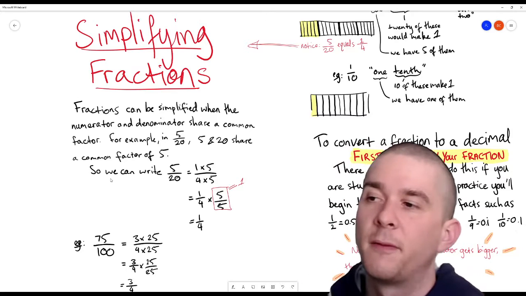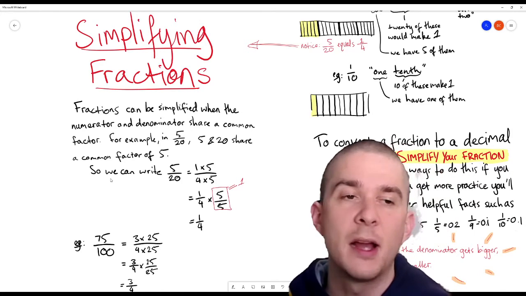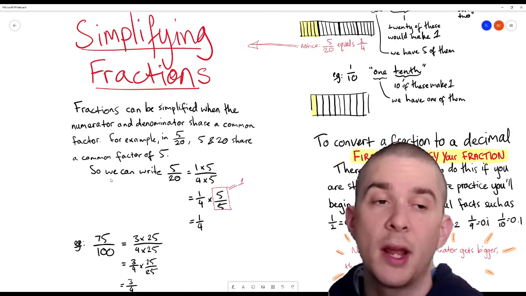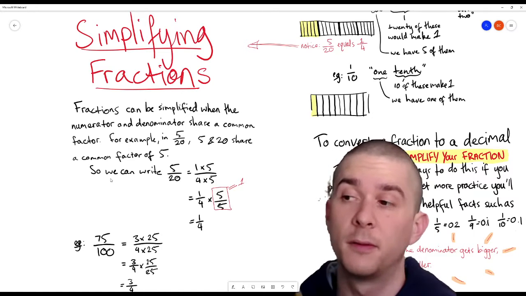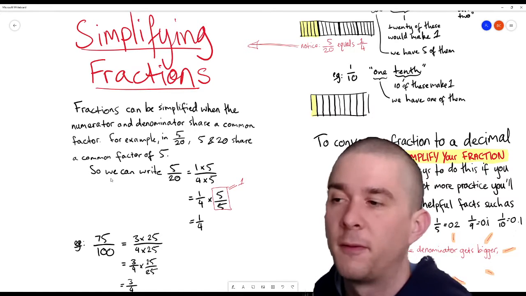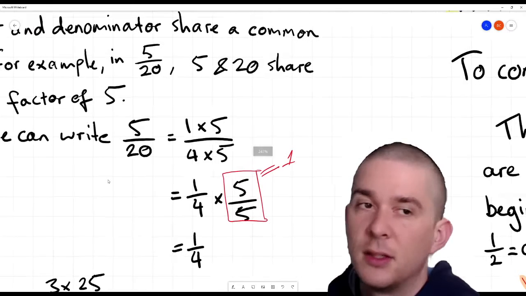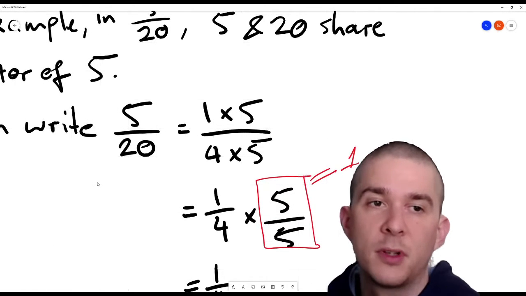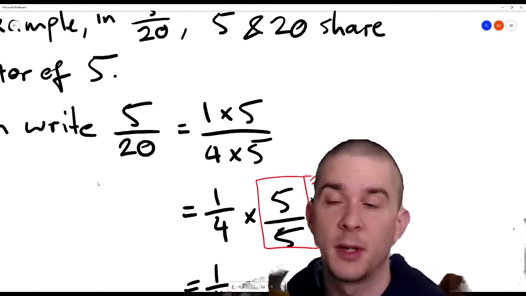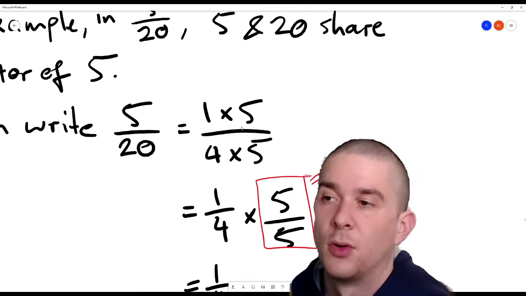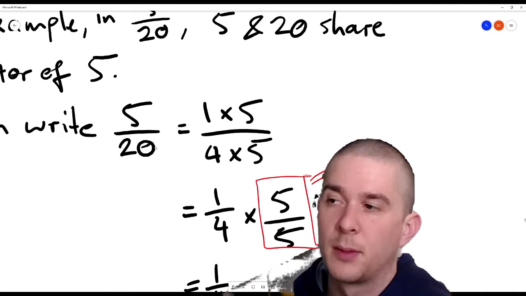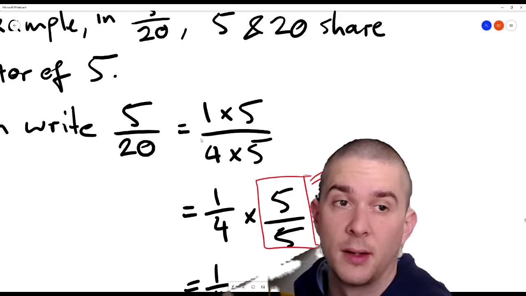So in 5/20ths, 5 and 20 share a common factor of 5. So we can write that 5 over 20 is 1 times 5 over 4 times 5. Now take a moment to make sure that makes sense. 1 times 5 is 5, 4 times 5 is 20. So these are the same thing.